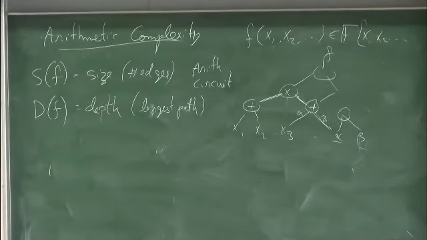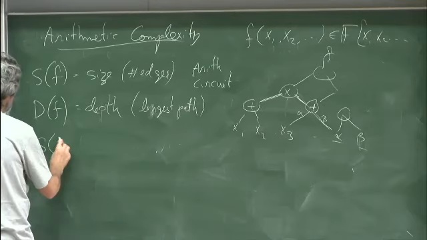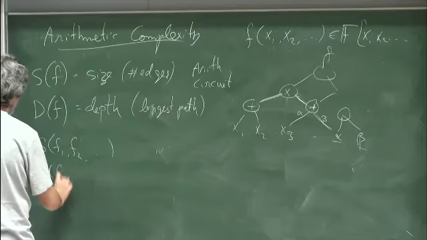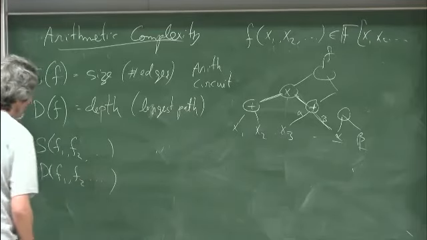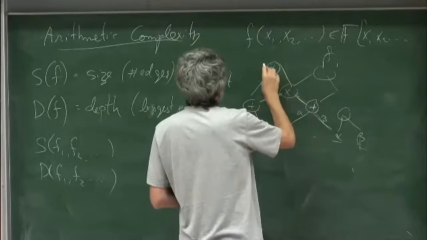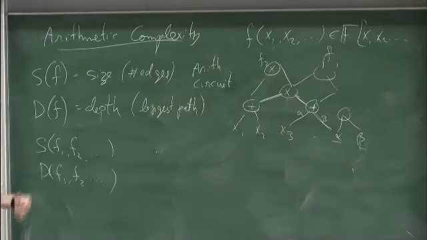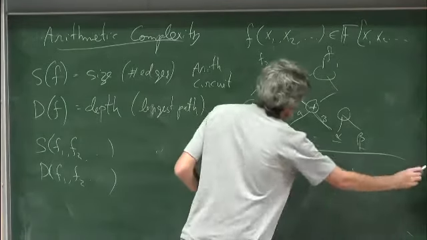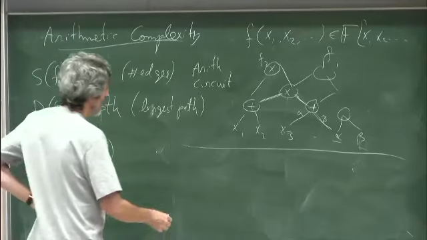Okay. These definitions extend, we'll start doing examples and you'll see. The definition extends similarly to computing a set of polynomials, f1, f2, and similarly the depth. This will be f1, and here you'll compute f2 and so on. So you can have several outputs, and you can be interested in the time, the size and depth to compute a set of polynomials.